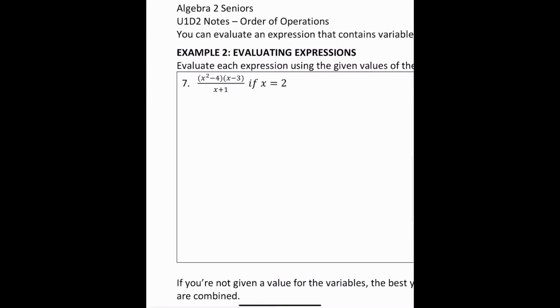All right, so number 7, we have x squared minus 4 times the quantity of x minus 3 all over x plus 1. And we know that x is equal to 2. So if x is equal to 2, I'm going to replace all of these x's with 2. So I have 2 quantity squared minus 4 times 2 minus 3 all over 2 plus 1. And this is where we're going to be using order of operations to solve this problem.